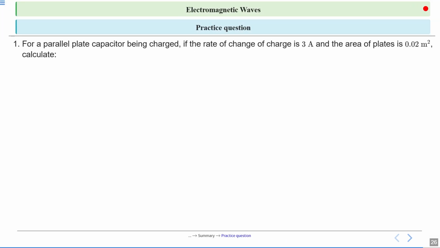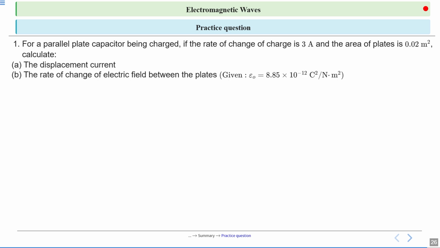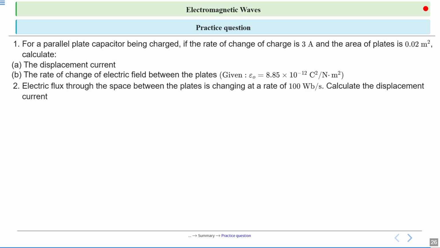Okay, practice. There are some practice questions. For a parallel plate capacitor being charged, if the rate of change of charge is 3 ampere and area of plates is 0.02 meter square, calculate the displacement current and the rate of change of electric field between the plates. Given epsilon naught is equal to 8.85 into 10 power minus 12 coulomb square per Newton meter square. Second question: electric flux through the space between the plates is changing at a rate of 100 Weber per second. Calculate the displacement current.